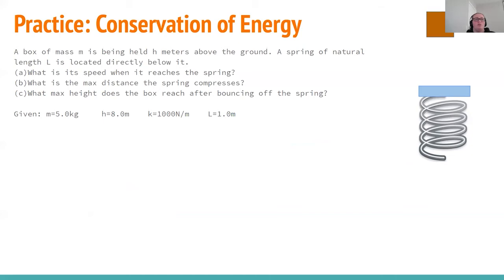We're going to start with part one. So we want to know the speed when it reaches the spring. Labeling our points, we have point A, point B, point C, and point D from the previous slides. So for part A, which is to determine the speed when it reaches the spring, what should my initial point be? Keep in mind the initial point is the point that we have the most information about. That's what we want to start with.